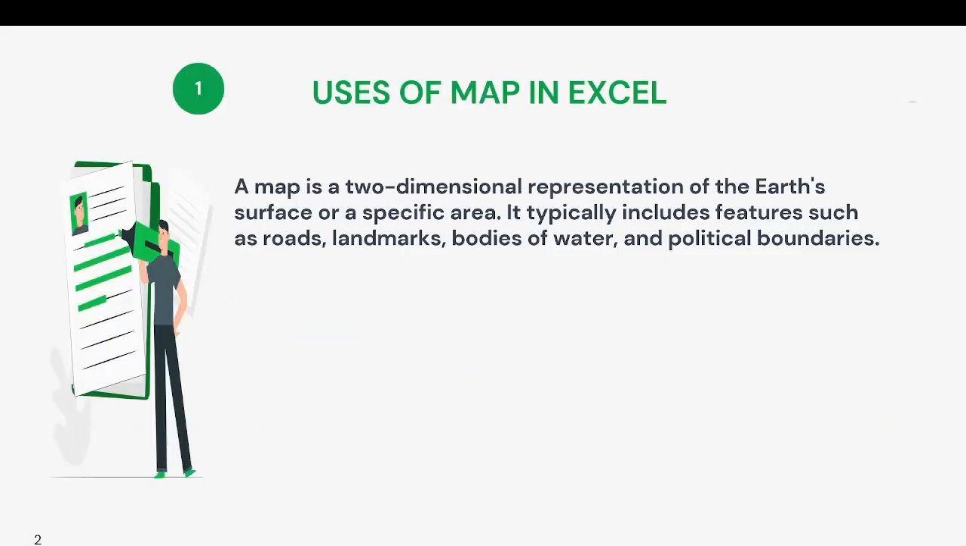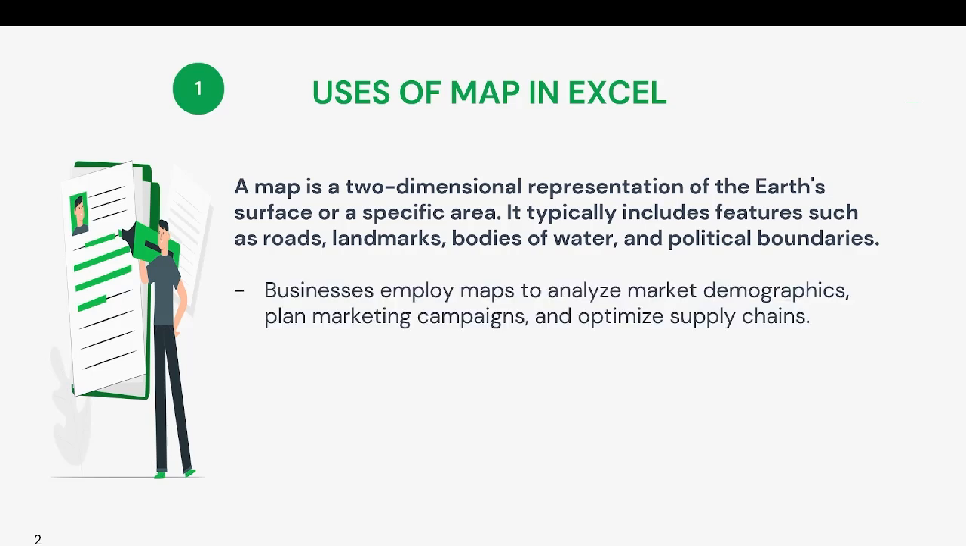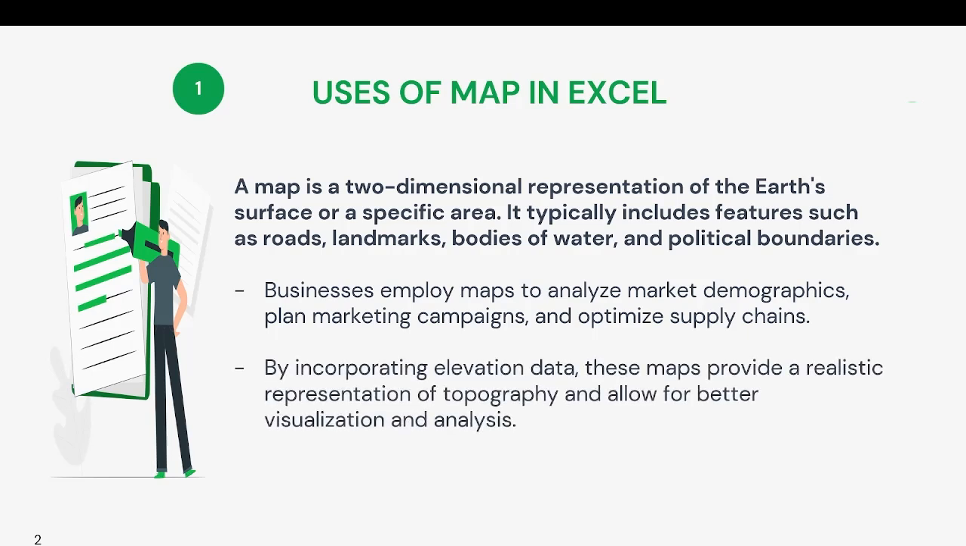Let's understand the uses of map in Excel. A map is a two-dimensional representation of Earth's surface or a specific area. It typically includes features such as roads, landmarks, bodies of water, and political boundaries. Businesses employ maps to analyze market demography, plan marketing campaigns, and optimize supply chain. By incorporating elevation data, these maps provide a realistic representation of topography and allow for better visualization and analysis.